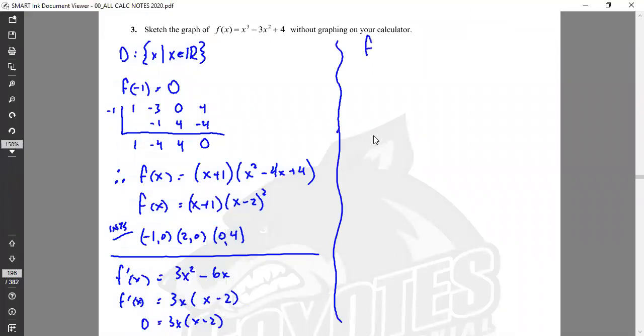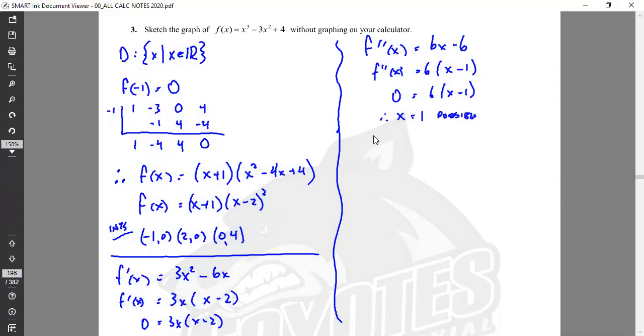All right, second derivative. If our first derivative is 3x squared minus 6x, then we have 6x minus 6, which is 6 bracket x minus 1. And if we let 0 equal 6 times x minus 1, and therefore x equals 1 is a possible point of inflection. We have a possible point of inflection at 1.